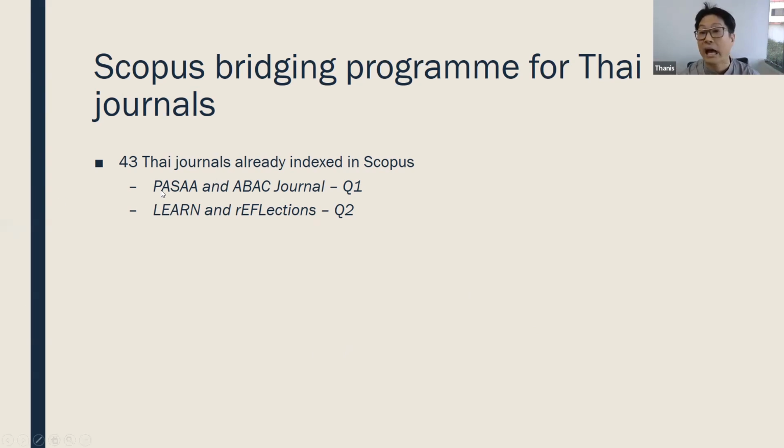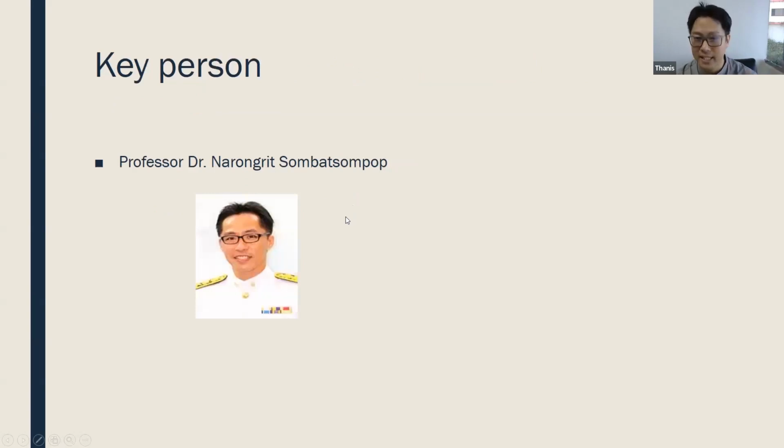Right now, Phasa of Chulalongkorn University Language Institute and ABAC Journal are in Q1. LEARN of Thammasat University Language Institute and Reflections, our journal, are in Q2 at the moment. So the key person is Ajahn Narongrit. If you would like him to help with the journal, I think you can approach him directly. He's very helpful.